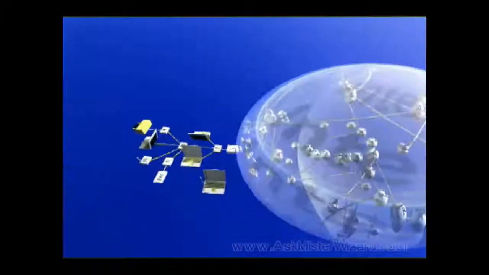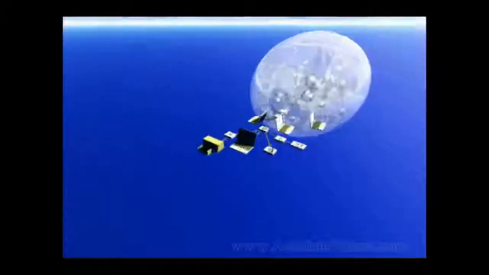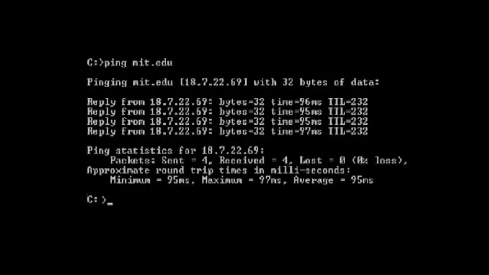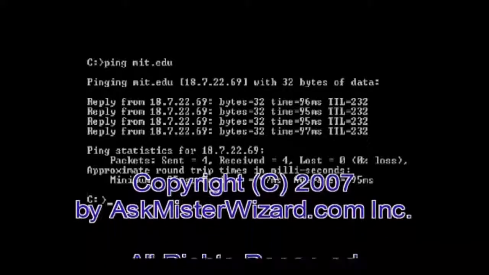Take advantage of the information found here and in other movies at AskMisterWizard.com to identify problem areas and to keep your network running at its very best.